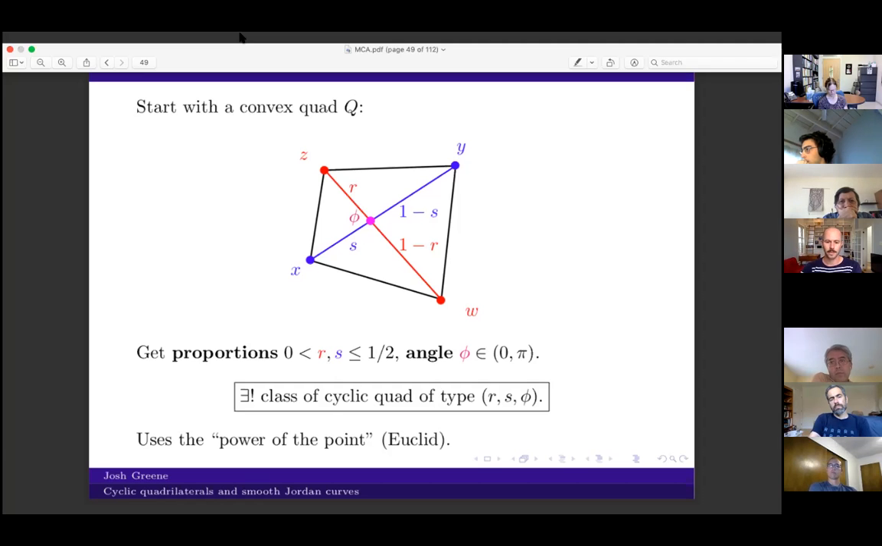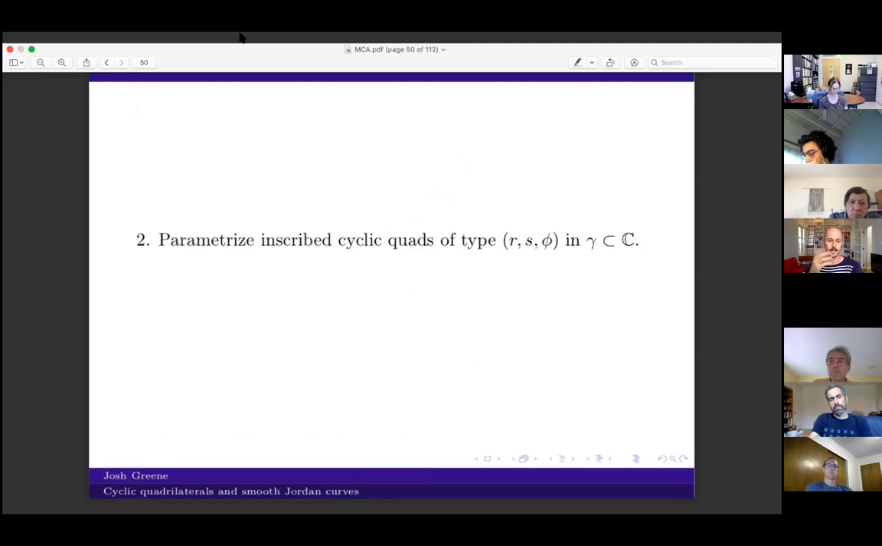So going forward then, pick your favorite parameters R, S, and phi, imagine them fixed. And what we're going to do is take a smooth Jordan curve, and we're going to show that we can find a cyclic quadrilateral with those parameters inscribed in it. Okay, so that's the next step. I have my fixed parameters, and I want to parameterize copies of cyclic quadrilaterals of that type in my smooth Jordan curve gamma.